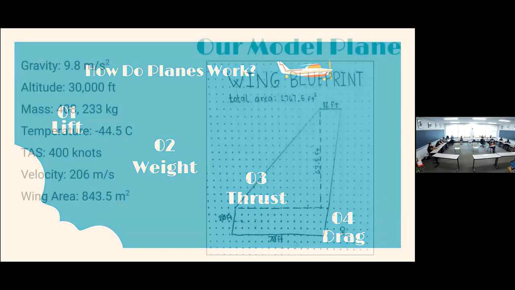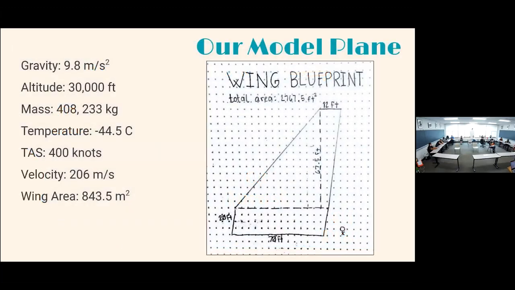But before we get into that, here's a brief overview of our model plane and the variables that are involved. Here you can see our gravity, which will remain consistent at 9.8 meters per second squared. Our plane will reach its cruise speed at an altitude of 30,000 feet. The total airspeed will be at 400 knots, which translates to a velocity of 206 meters per second. On the right, you can see a blueprint of our wing, where the total area is 2,767.5 feet squared, or 843.5 meters squared. And on the bottom right, we drew a male human that is drawn to scale.